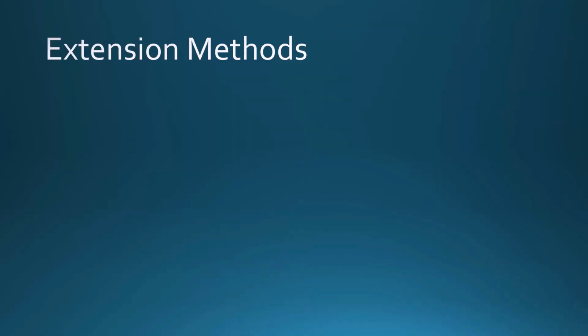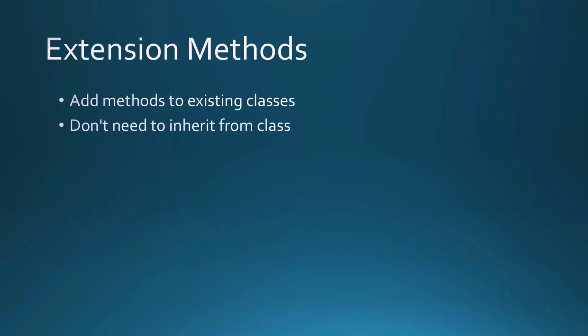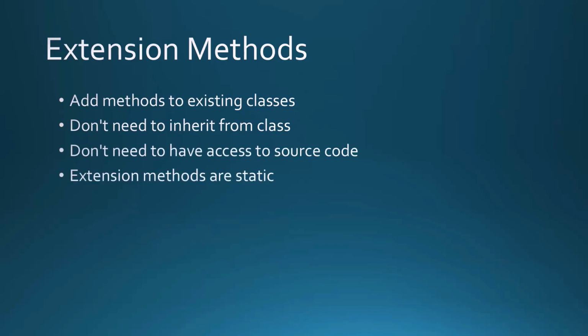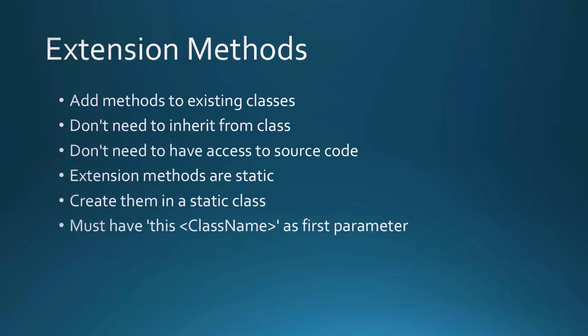So that might be something else that you might put into this constants class. A great feature of .NET is called extension methods. Now these are methods that we can add to existing classes, and the great thing is we don't need to inherit from that class. We don't need to have access to the source code. These extension methods are static, and we create them in a static class, and then we use this, and then whatever the class name is, as the first parameter of the class that we are extending.